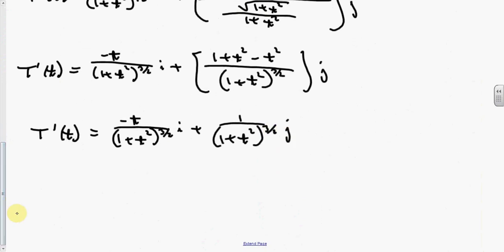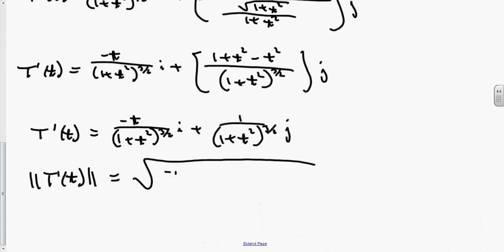Now take the norm of that. So we have the norm of T prime of t is equal to the square root of that negative t squared plus that 1 squared, all over. The denominators are the same, so it becomes that same term squared, 1 plus t squared to the 3/2 power, and that's squared.